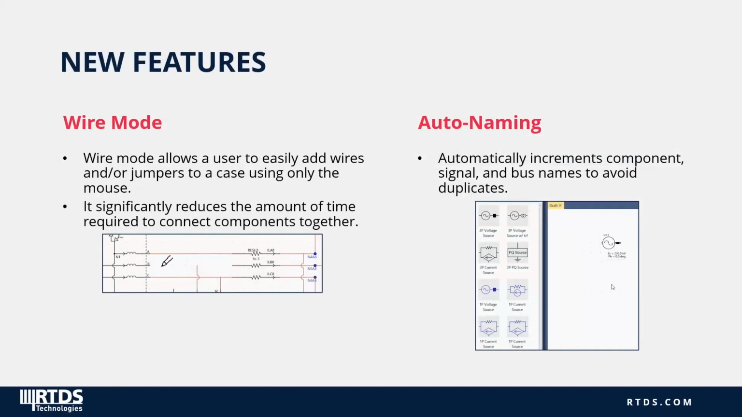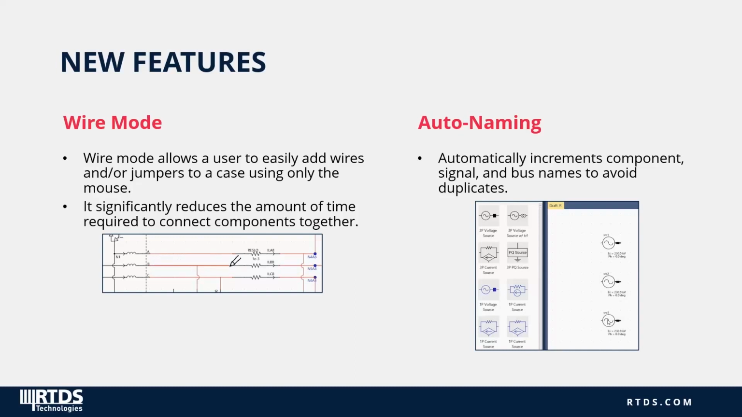Other new features targeted at making the development of simulation models faster and easier are wire mode and auto naming. Wire mode makes it exceedingly easy and fast to make connections between library components with just a few clicks of the mouse.